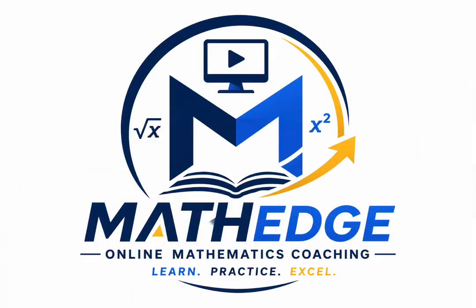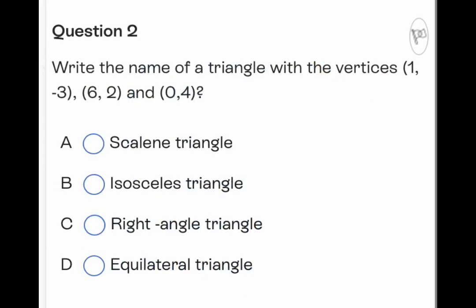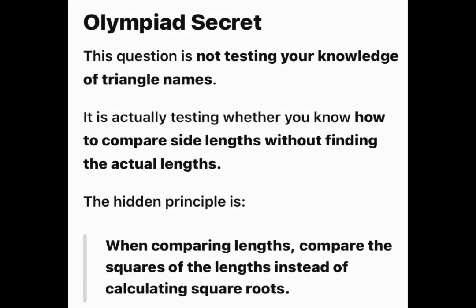I promised to make a video tutorial on this question. Write the name of a triangle with the vertices (1, -3), (6, 2), and (0, 4). The options are given. The first secret here is that this question is not testing just your knowledge of triangle names. It is actually testing whether you know how to compare the side lengths without actually finding the actual lengths. The hidden principle is: when comparing lengths, compare the squares of the lengths instead of calculating the square roots.